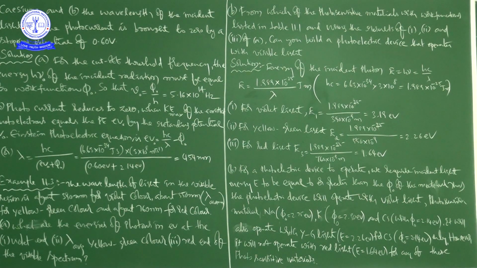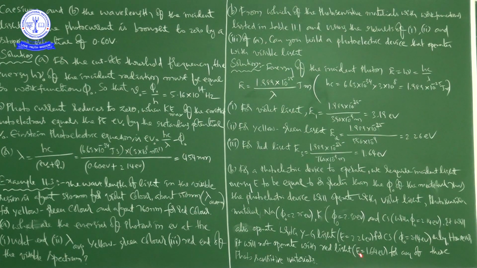That is 3.19 electron volt, right? Because of these values, it is possible here. In case of sodium, potassium and cesium, it is possible. Then, if you go for C, it will also operate with yellow green light because it is 2.26 electron volt, and this value is greater than, see here, for cesium, phi naught 2.14 electron volt.